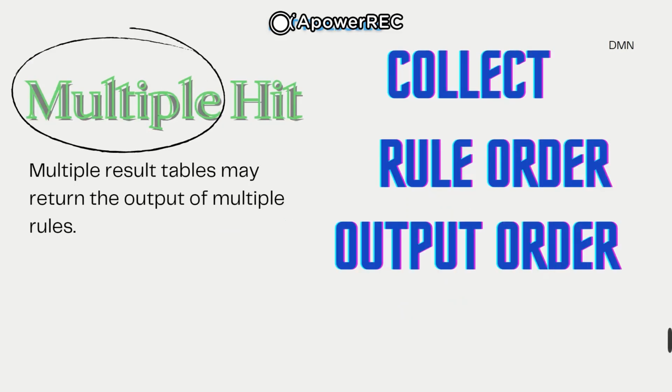Whereas with multiple hit policies, the tables may return the output of multiple rules. And we have 3 different hit policies which fall into this category, and they are collect, rule order, and output order. Now let's discuss all these 7 hit policies in detail one by one.